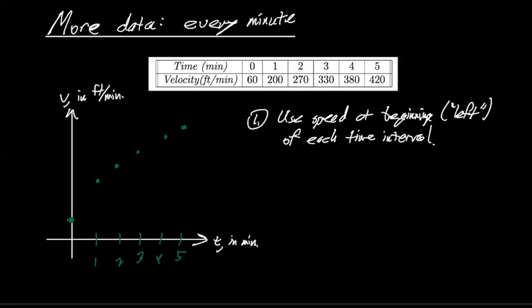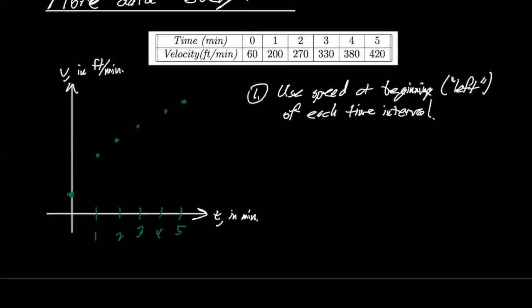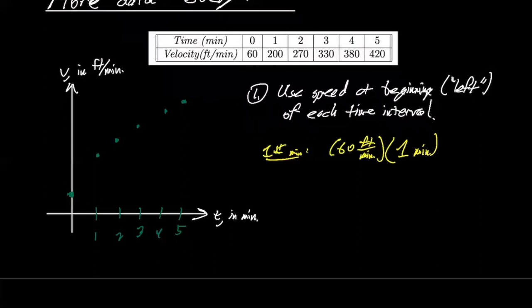Right, so if we did that, we'd assume we'd be going 60 feet per minute for the whole first minute. So for the first minute, we'd have 60 feet per minute times 1 minute. And that's from t equals 0 to t equals 1.